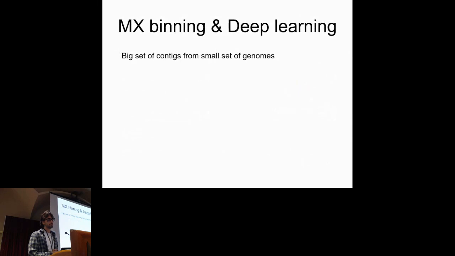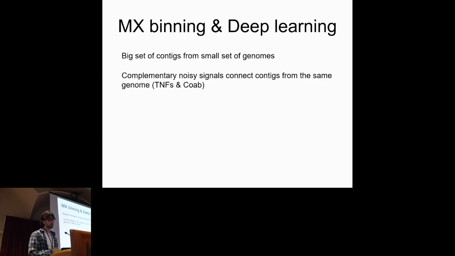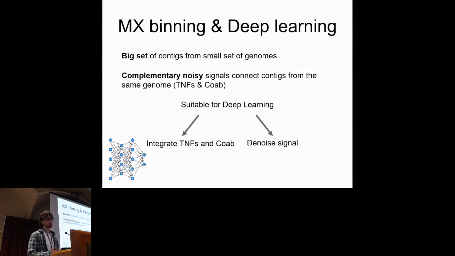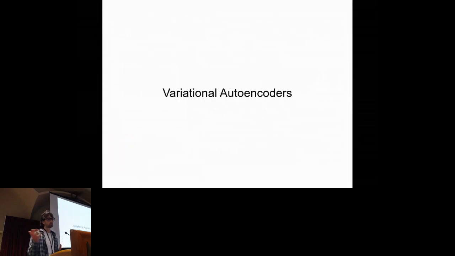So to summarize the problem, we start from a huge set of contigs that is generated from a relatively small set of genomes. We have complementary noisy signals that connect those contigs from the same genome, in this case TNFs and coabundances. So it seems to be a problem that deep learning could help us with, by integrating those signals and denoising them. And we believe that a right approach could be to use variational autoencoders.